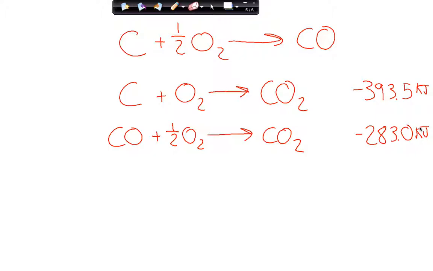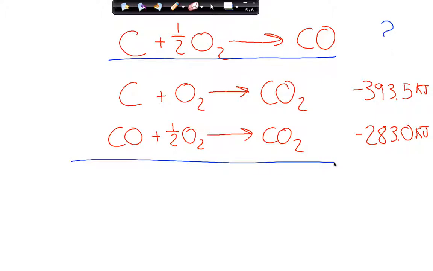So the question is, how are you going to solve this? And the answer is through manipulation. What you're going to do is this. This is our subject reaction. This is what we're trying to figure out the delta H for. To do that, they give us other reactions. And what we've got to do is manipulate these reactions so that they add up to the subject reaction. So here's the way to do this.